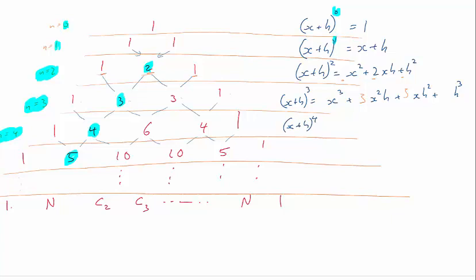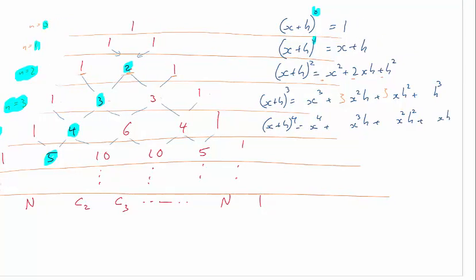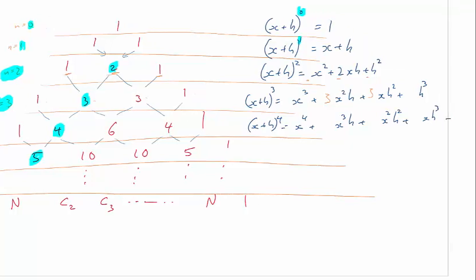If we go to the 4th power, it's the same thing. We start off with x to the 4th, plus x decreases in power, h increases, and it just keeps going down the line. Plus x times h cubed, and then finally plus h to the 4th. 1 goes here, then we've got a 4, a 6, a 4, and then finally another 1.